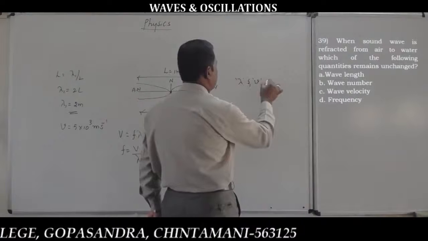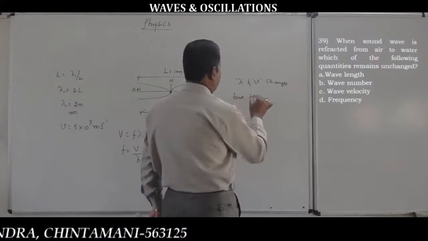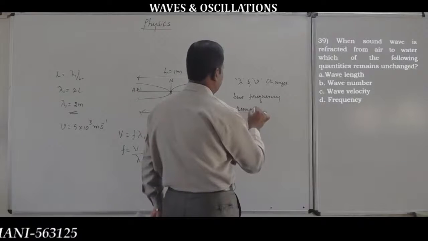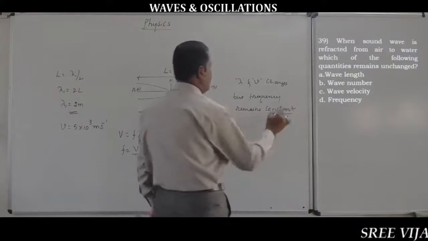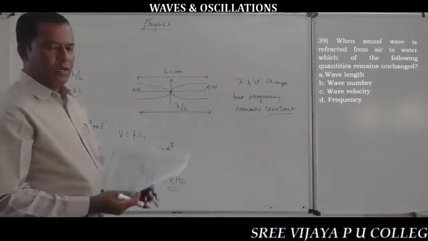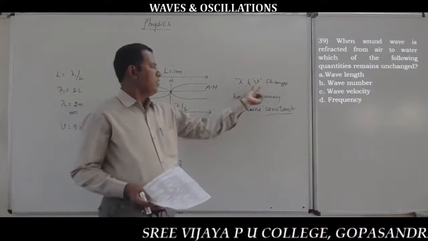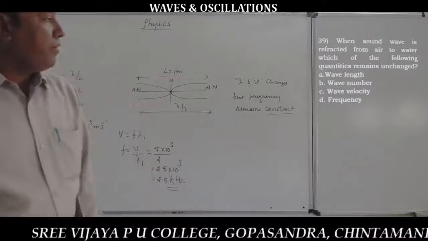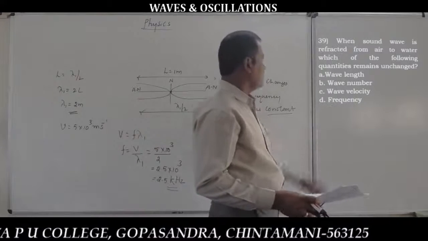and velocity change, but frequency remains constant. So when a wave propagates from one medium to another medium of different optical densities, wavelength and velocity change, but frequency remains constant. Therefore frequency remains unchanged. That is option D.